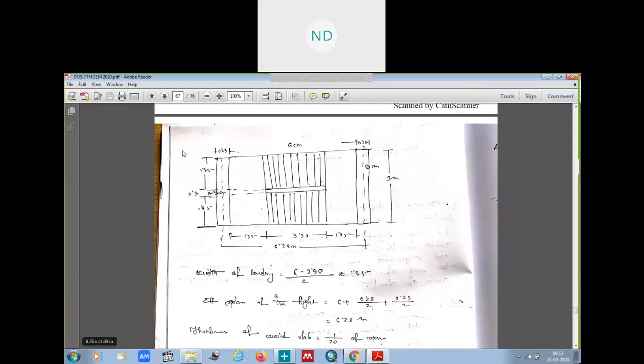Now in step number 3, we will design the staircase. In step number 2, we have calculated the tread and risers, sorry, we have calculated the total length of the treads and the landing width.